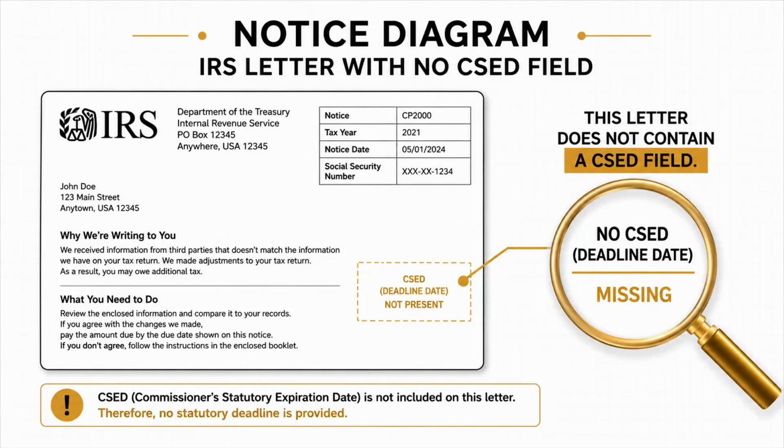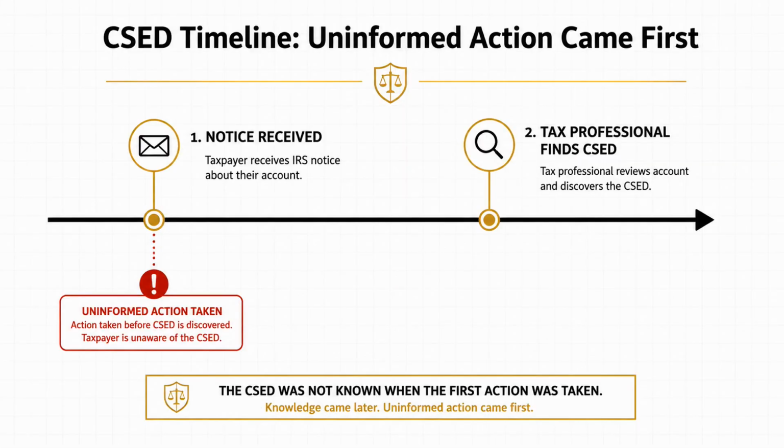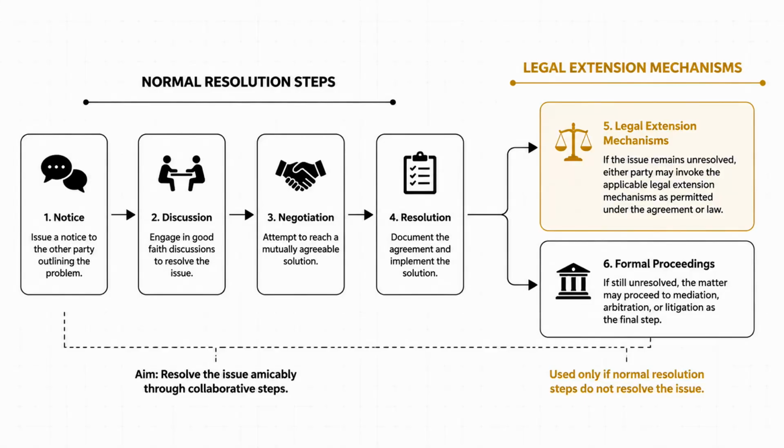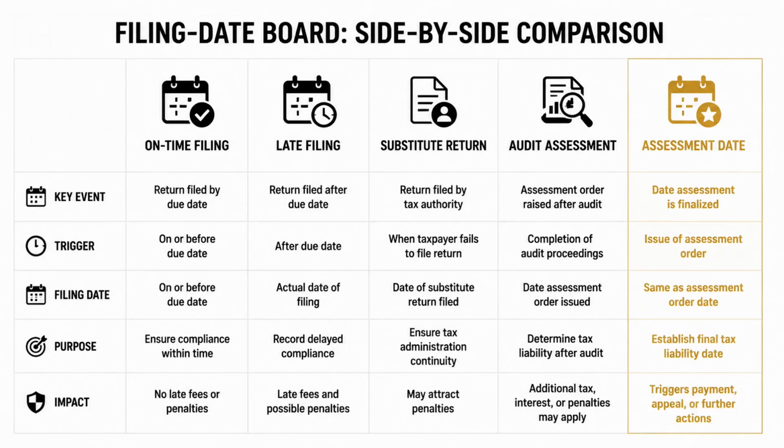The IRS tracks the CSED in its internal records. You can request your own CSED by calling the IRS directly or by submitting Form 4506-T. The date is not printed on any notice the IRS sends you. Most people do not know it exists until a tax professional tells them, usually after they have already done something that moved it. And here is what the IRS does not explain in any notice.